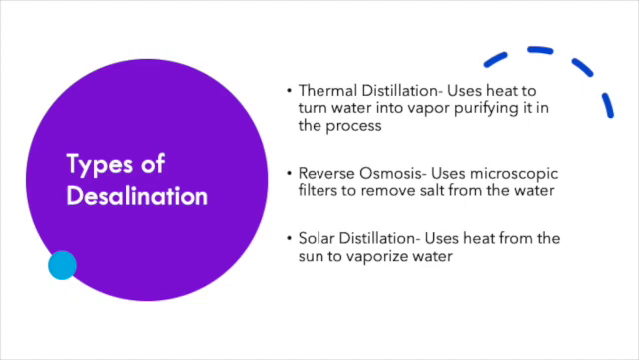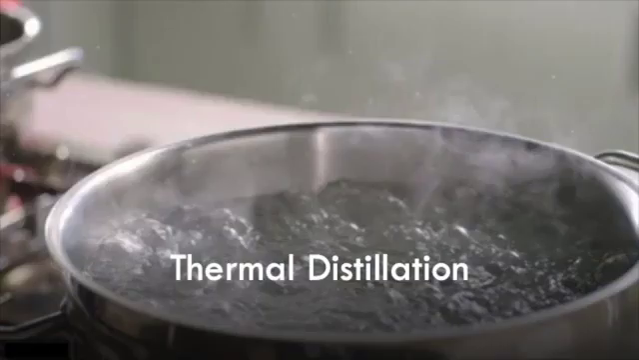Reverse osmosis uses a high-pressure pump to force water through microscopic filters to physically separate the salt and other impurities from the water, resulting in a stream of pure water on one side of the filter and a highly concentrated saline solution on the other. Solar distillation is similar to thermal distillation, but uses heat from the sun to vaporize the water, instead of more traditional means. These processes all have their benefits and downsides, which I will get into over the next few slides. The first process I'll be focusing on is thermal distillation.